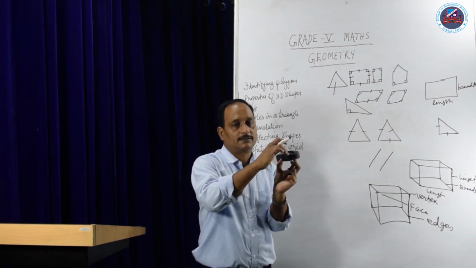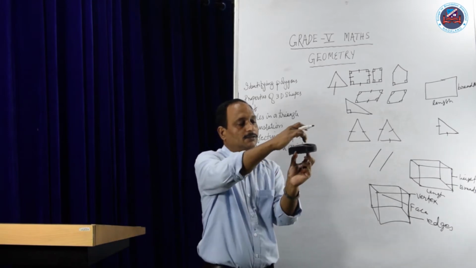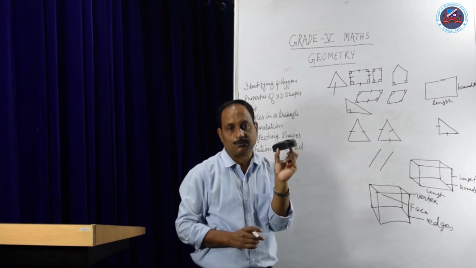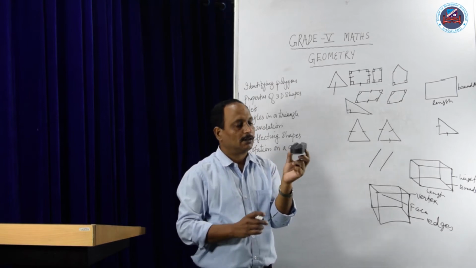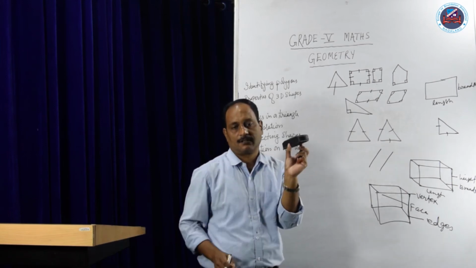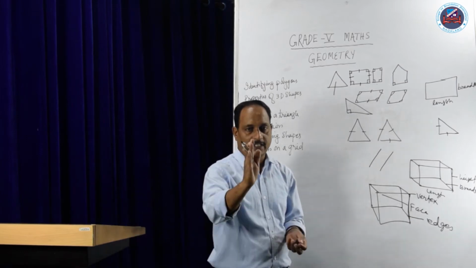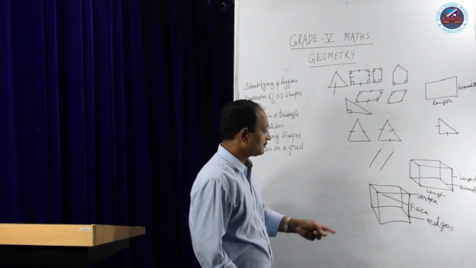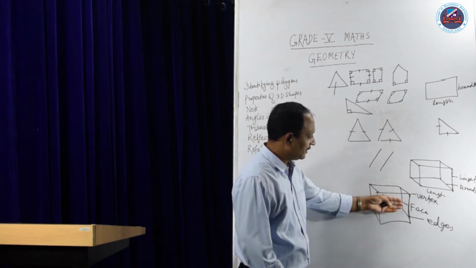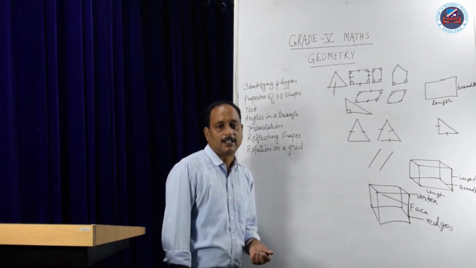Now this joining point is called a vertex. So how many vertices are here? 1, 2, 3, 4, 5, 6, 7, 8. 8 vertices in a cuboid or cube. This is a face, this is an edge, this is a vertex. So you have to keep this in mind: edge, face and the vertex, the corner. Vertex, edge, and this type of flat faces are called faces. I think it is clear.